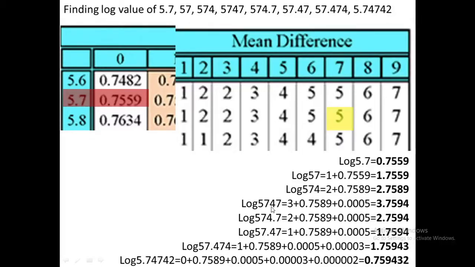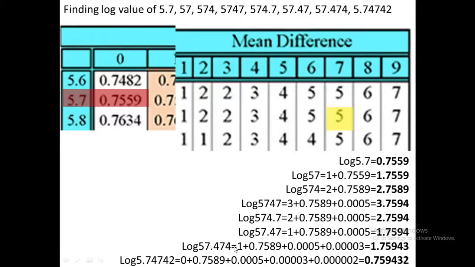And if we are just changing the decimal, 5747 is 3.7594. For log 574.7, it will be 2.7594. For 57.74, it will be 1.7594. So after the decimal there will be no change, but before the decimal we have to change our values depending upon whether it is less than 10, or in between 10 to 100, or 100 to 1000, or 1000 to 10,000 and so on.